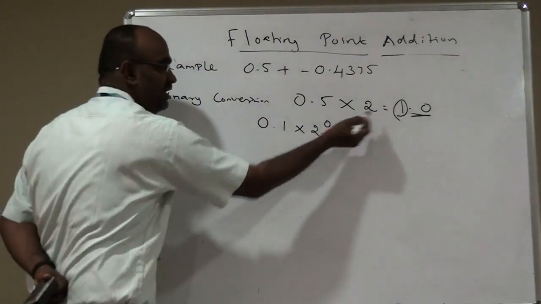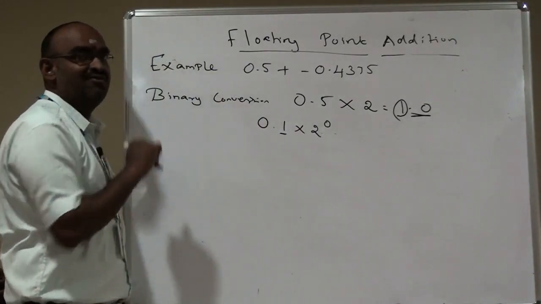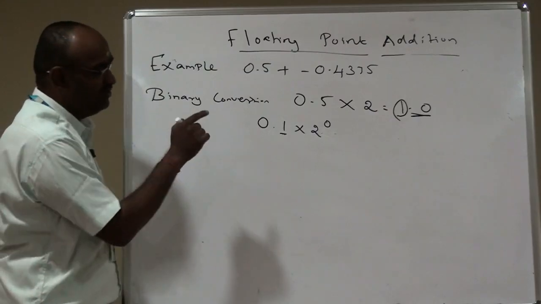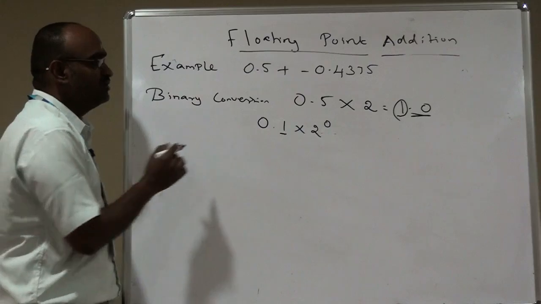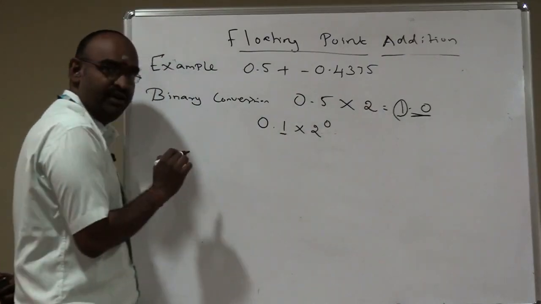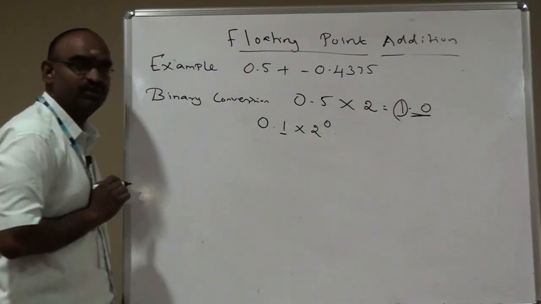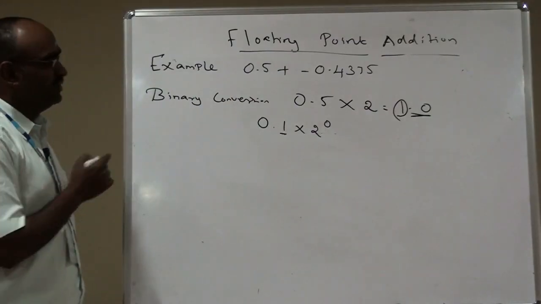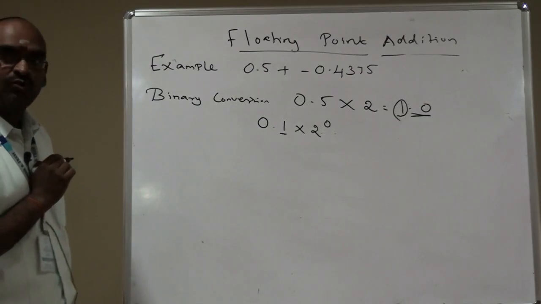That 1 should be replaced in the fractional part, not in the whole part, because we are taking only the fractional part. If you use the value of 1 in the whole part, the entire value changes. It is not a true value. So the binary bit we get, the whole part, is replaced in the fractional part. So that is 0.1 into 2 power 0. The value is 0.1, with a leading 0 in the whole part.